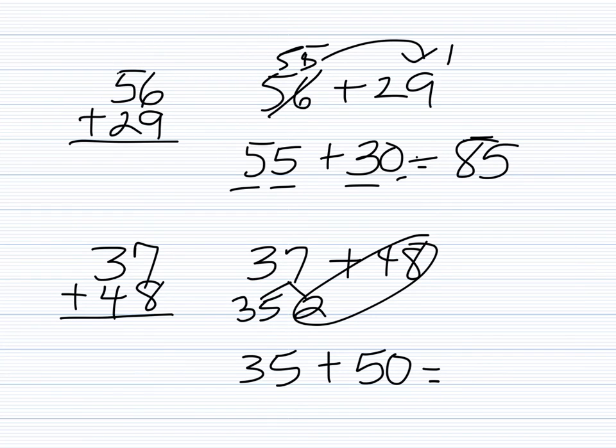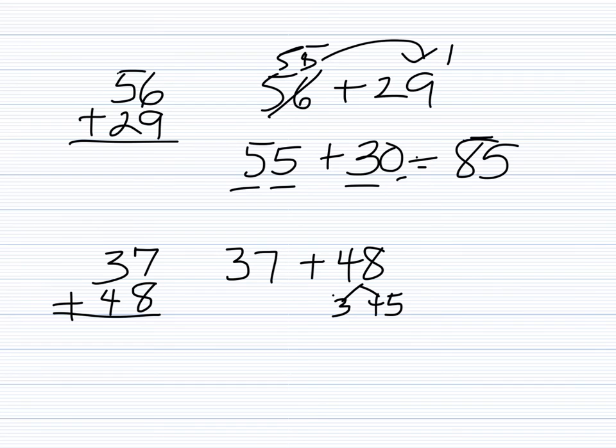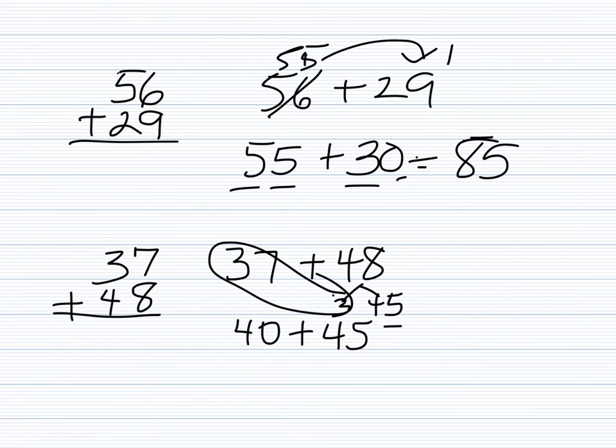So the 0 and the 5 made a 5, and then the 3 and the 5 made an 8. You could also have done it the other way. You could have broken up the 48 into 3 and 45, which would have made 37 a 40 plus a 45, which would again make it an 85. So this is something that's a little bit harder for some kids to see, but some kids see this very quickly. What you're trying to do is make it so that they are simple or easy numbers to see and add together.